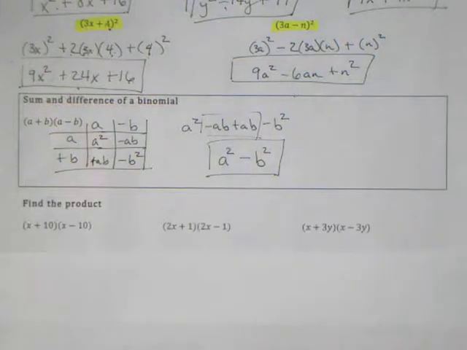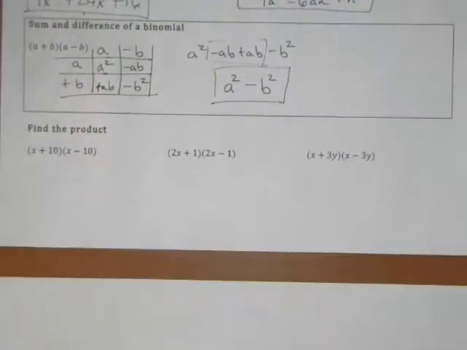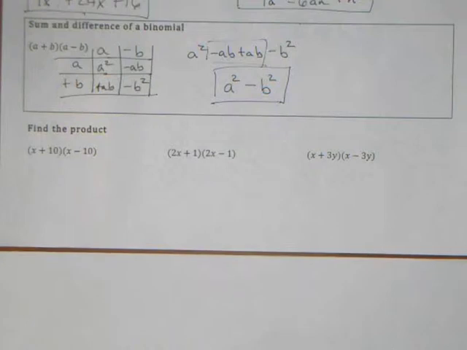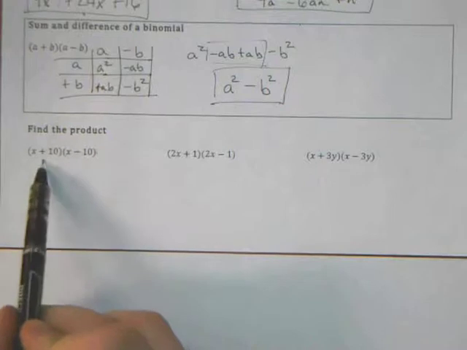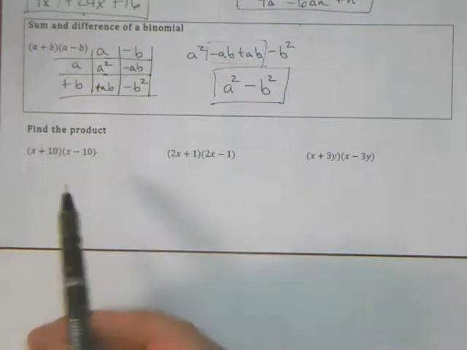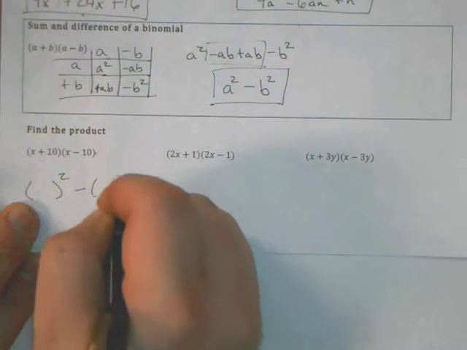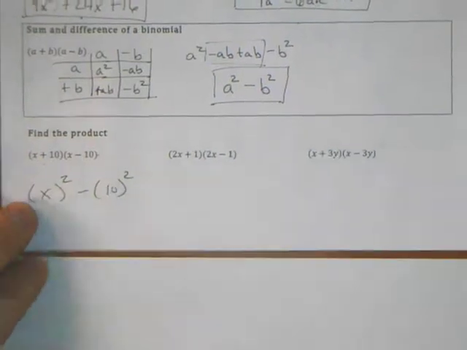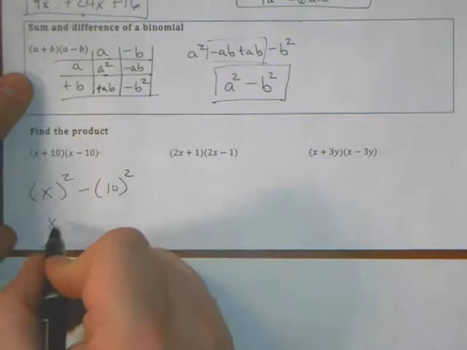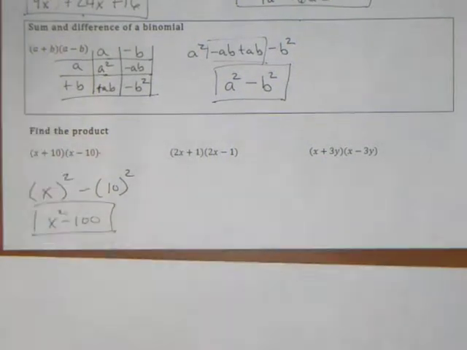So if I give you these special products, like x plus 10 times x minus 10, same values, just one's connected with adding, the other with subtraction, I know it's got to fit the following mold. First term squared minus the second term squared, which is x squared minus 100. Done.